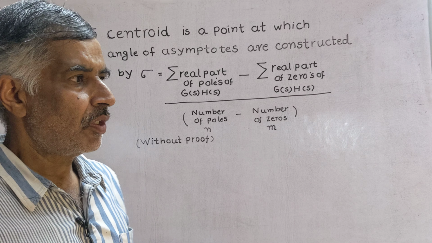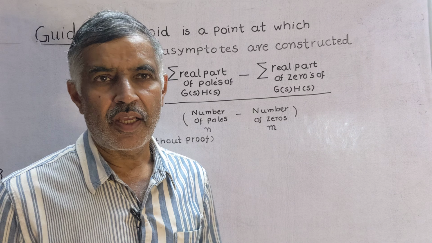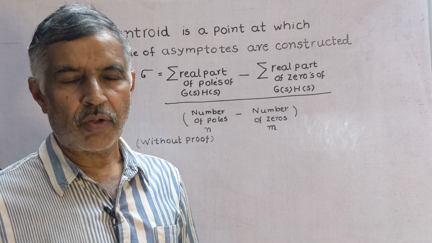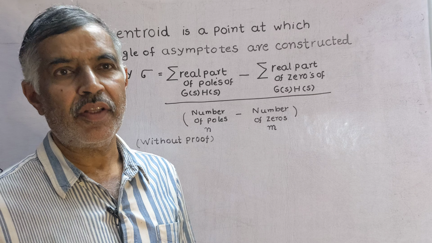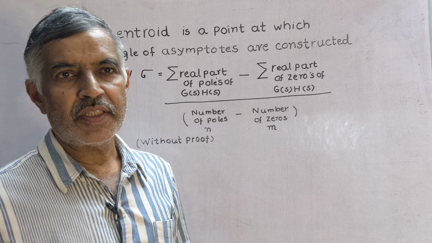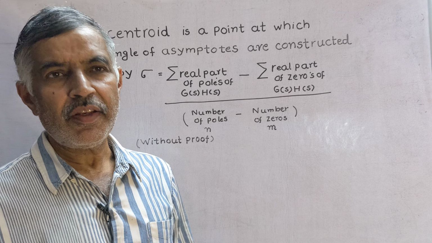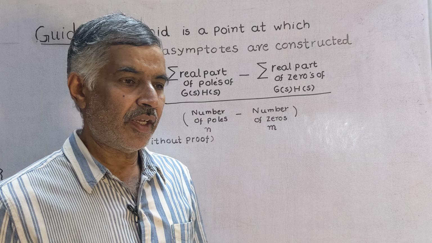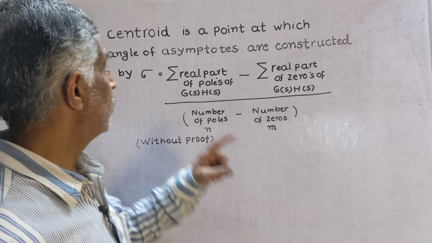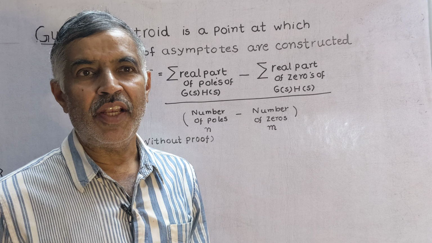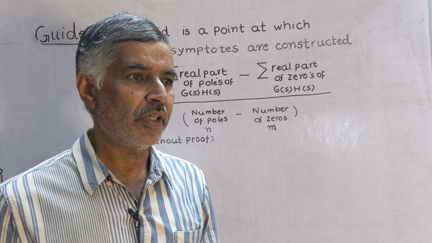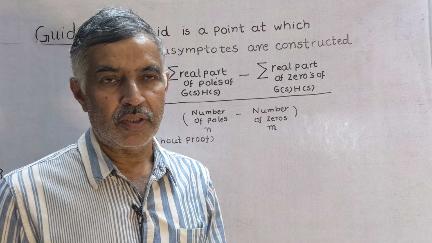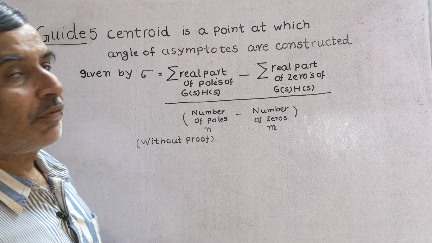Now the next comes the question. After calculating the angles, that is the angle of asymptotes, where to mark these angles? The question is where to place the protractor, because we measure angles in the protractor. So to place the protractor exactly, one has to calculate what is known as centroid. Centroid is a point at which we draw angle of asymptotes. Therefore, it is essential to calculate centroid.